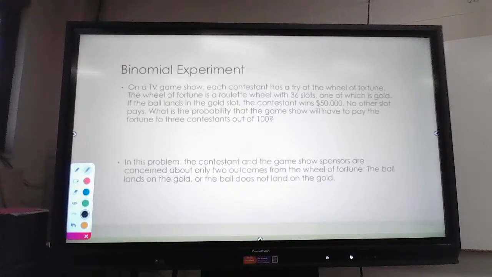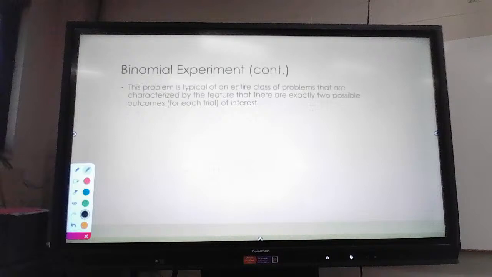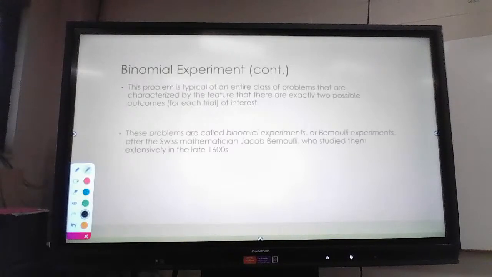So in this problem, the contestant and the game show sponsors are concerned about only 2 outcomes from the Wheel of Fortune. Either you land on the gold or you don't land on the gold. Now, this type of problem is typical of an entire class of problems that are characterized by this feature, that there are only 2 exact possible outcomes for each trial. So these are called binomial experiments. Another name for them is Bernoulli experiments. It's named after the Swiss mathematician Jacob Bernoulli, who studied them in the late 17th century.